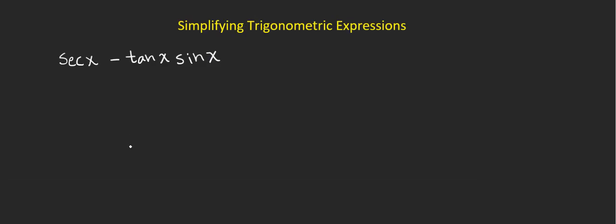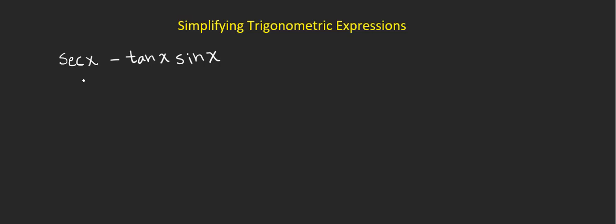In this video, we're going to simplify trig expressions. So we have secant x minus tangent x sine x. Well, if you want to simplify, you usually take out the common factor. But as you can see, you don't have any common factor. So what you're going to do is change everything in terms of sine x and cosine x.